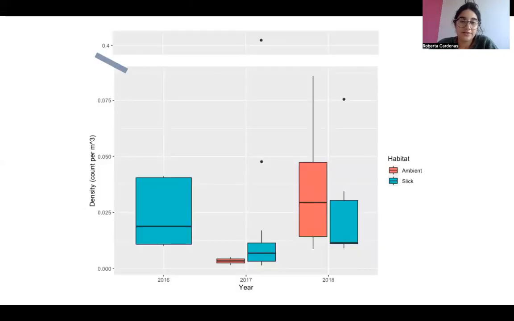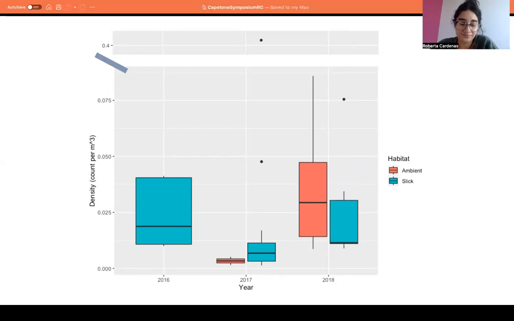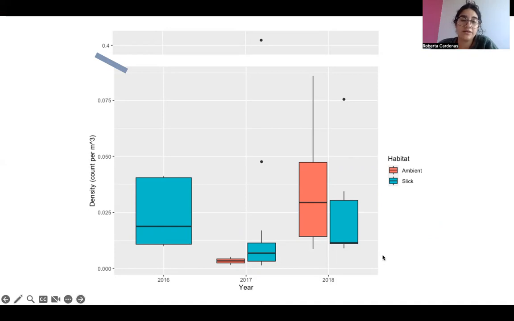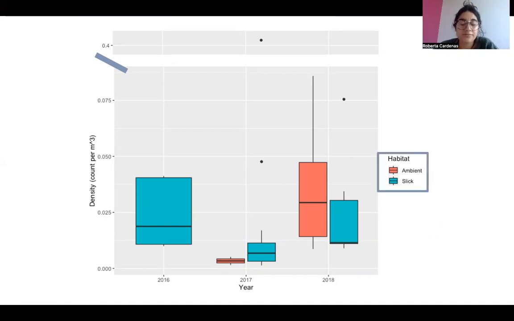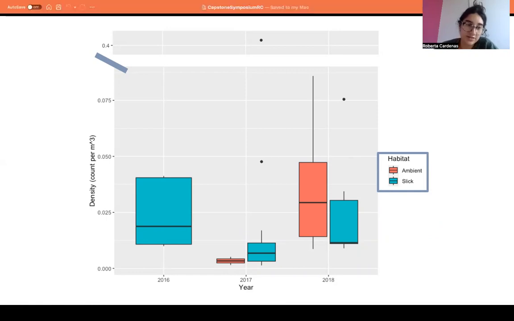I also compared the density of the megalops for each year in both ambient and slick habitats. In 2018, the density of megalops was higher in ambient habitats, but overall, the density was higher in slicks across all the years. I then ran an ANOVA to find if there was a significant relationship between the years and the habitat, and as expected, I found that there was a significant relationship between the density and the habitats.